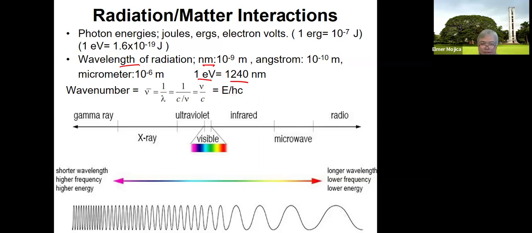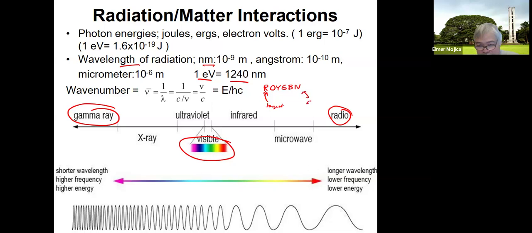And in the electromagnetic spectrum, you have here the shortest wavelength and here the longer wavelength. We have a small region where we can see the colors around us, the visible region. You know what the Roy G. Biv means, right? So this is usually the longest one, and this is the shortest one.